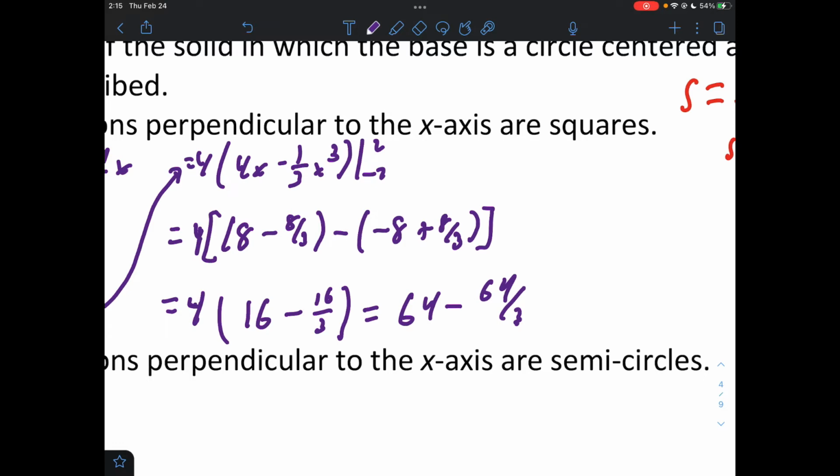Okay, getting a common denominator there should give you 128 over 3. Because this would be 192 over 3 minus 64 over 3, 128 over 3.